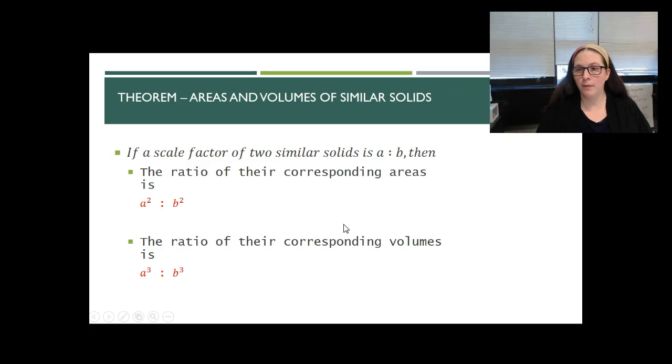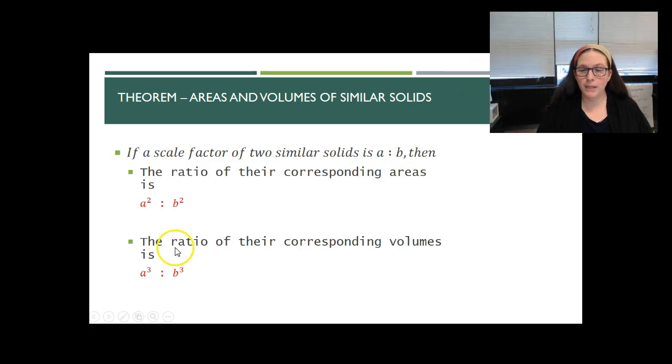Now the theorem that goes along with this is really quick and simple, and it says that if the scale factor of 2 similar solids is A to B, so one side to the other, like in our previous example it was 1 to 2, then the ratio of their corresponding areas is A squared to B squared. So in our last example we had A to B was 1 to 2, so in this example we would have 1 squared to 2 squared, which would give us a 1 to 4 for their corresponding areas.